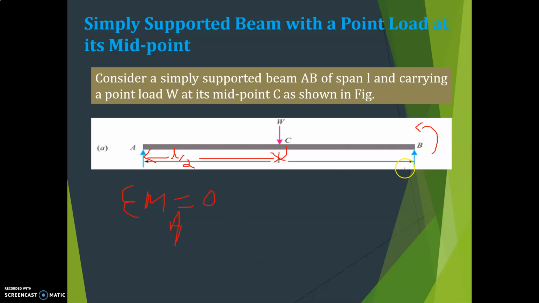So what you will get? You get RB is equal to W divided by 2. So RA is also equal to W by 2. Like this you can find the reactions at A and B. Once you find the reactions, the next step is to find the shear force and the bending moment.